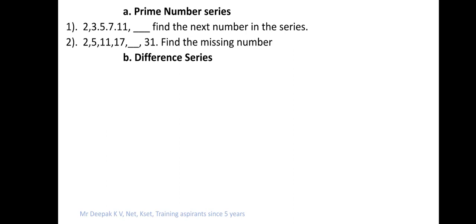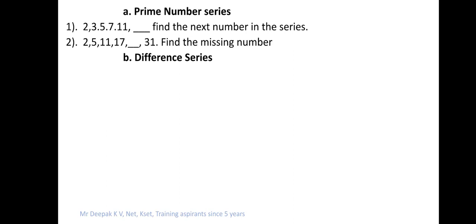And 2, 5, 11, 17, dash, 31. So what is the series here? 2 is a prime number, 3 is missing, 5 is a prime number, 7 is missing, 11 is a prime number, 13 is missing, 17 is a prime number, 19 should be missed, and 23 is a prime number, 29 should be missed, and 31. Okay, so what should be our answer? 23 should be our answer in question number 2.